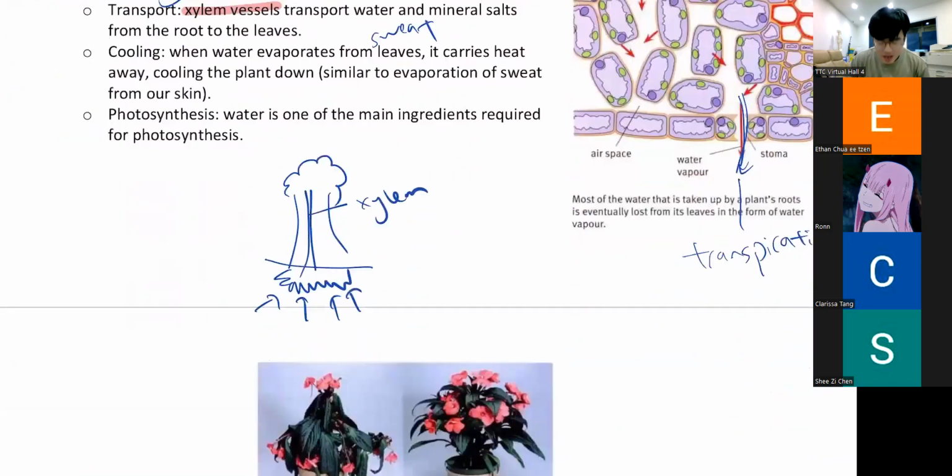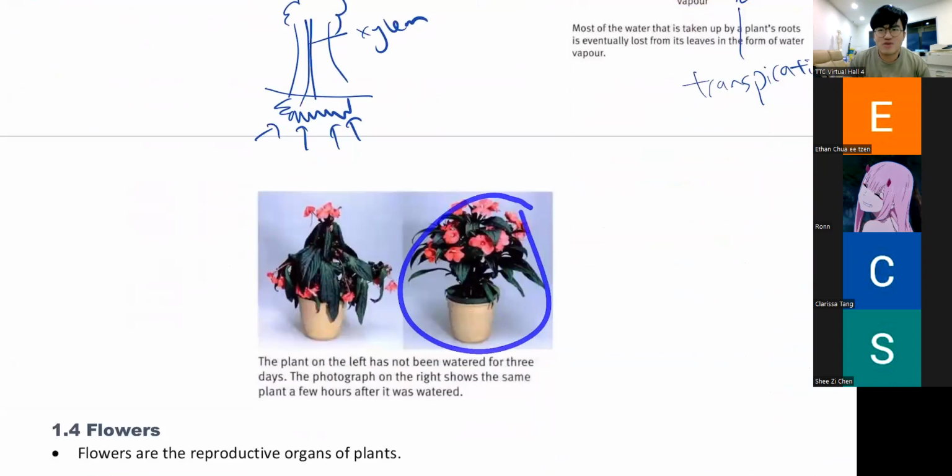So make sure you water your plant. Make sure you water your plant. Malaysia has very hot weather. If you don't water your plant, they are going to die. Ask me how I know.